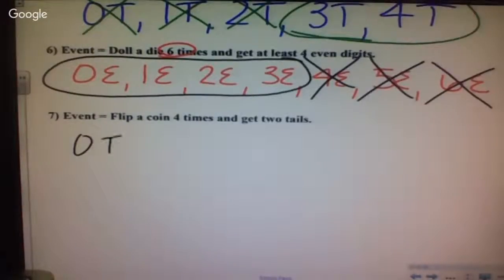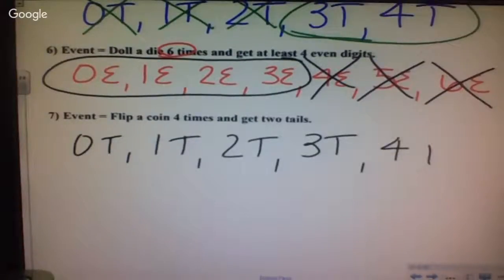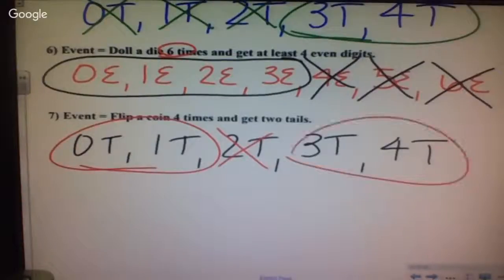So 0 tails, 1 tail, 2 tails, 3 tails, 4 tails. What am I crossing off? 2 tails. It's just getting 2 tails. Doesn't say at most, it doesn't say at least. So everything else is your complement. So 0 and 1, 3 and 4.